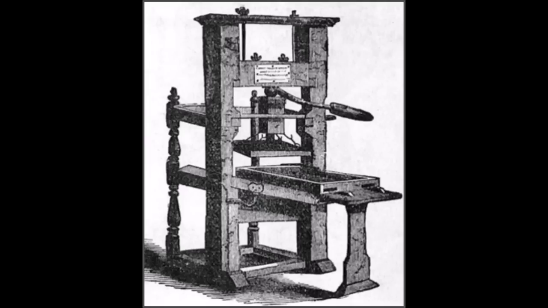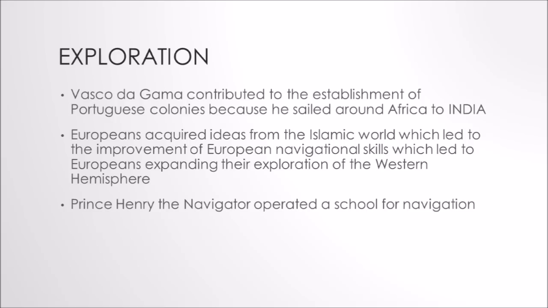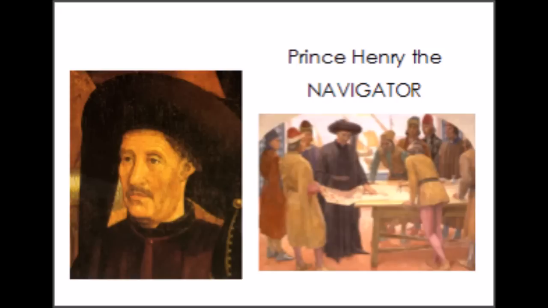This is a picture of the Gutenberg printing press that had movable type. Age of Discovery. Vasco da Gama contributed to the establishment of Portuguese colonies because he sailed around Africa to India. Europeans acquired ideas from Islam, which led to the improvement of European navigational skills and allowed them to explore. Prince Henry the Navigator opened a school for navigation. He did not actually sail himself, he only opened a school for navigation.